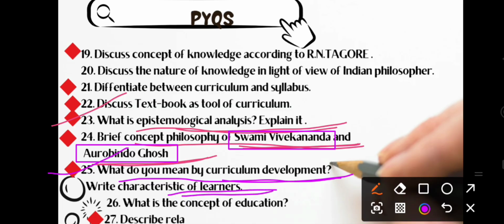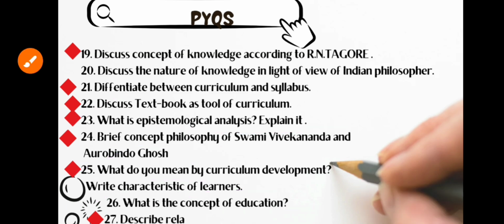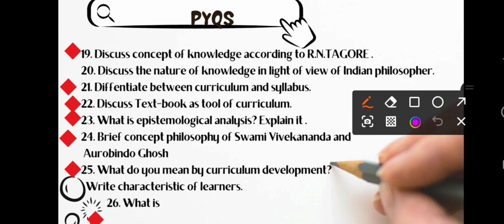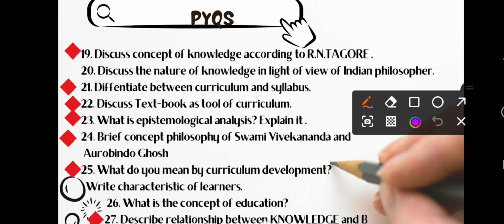Moving to the next question, what is the concept of education. You can take any quote given by Mahatma Gandhi, Vivekanand, Rabindranath Tagore, any quote from any one philosopher, and write a brief introduction of education and the concept of education. Next question, relationship between knowledge and belief. You have to define the relationship between knowledge and belief.